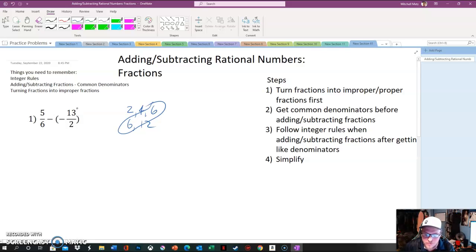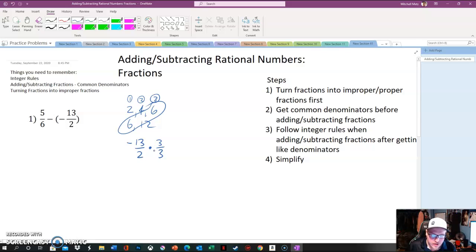So let's go ahead and multiply the negative 13 over 2. I'm going to take this to the side, negative 13 over 2, and I'm going to multiply it by a number that's going to make the 2 a 6. So if you look here, I counted 1, 2, 3 on my 2's multiplication chart. So I need to multiply by 3. So 3 over 3 will give me the denominator 6.